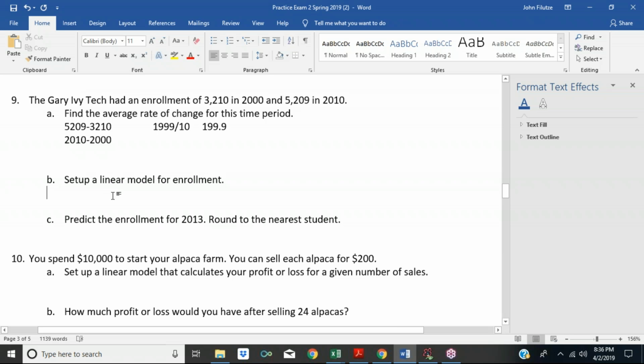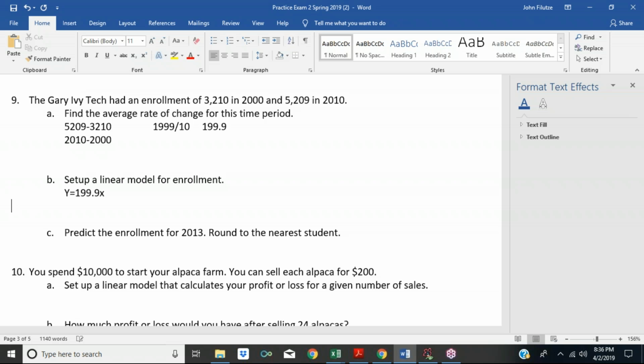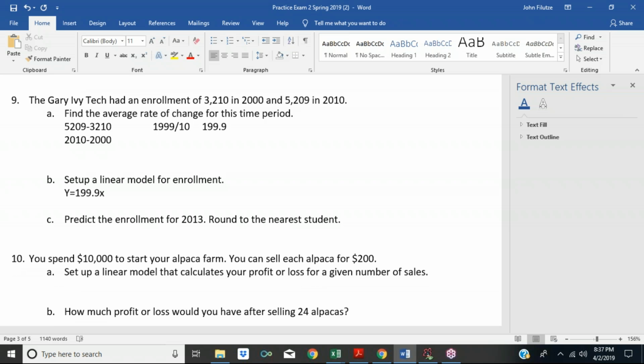So setting up a linear model, again, that's going to be y equals 199.9x, and then plus whatever the starting amount was. The starting amount was the first year, 2000, 3210. Whoops, I need to put a plus sign in there. And then we would have to state that x equals 0 represents the year 2000. So if you were putting values in, you'd be putting in the number of years since 2000. So for part C, we would do y equals 199.9 times 13, the number of years since 2000, plus 3210.